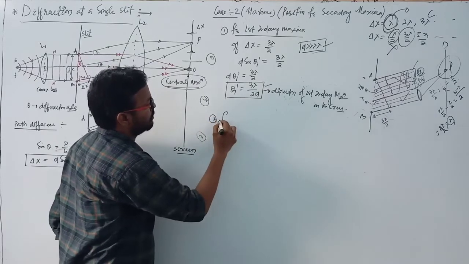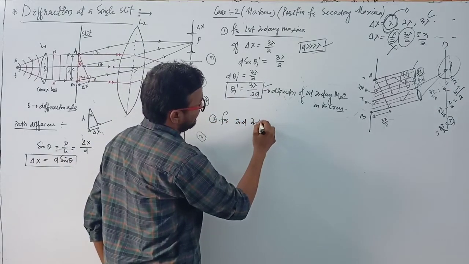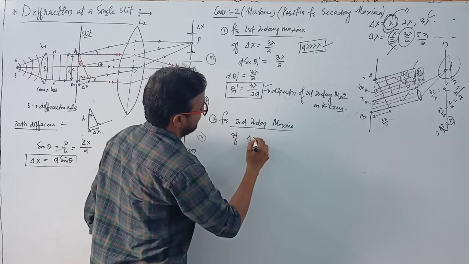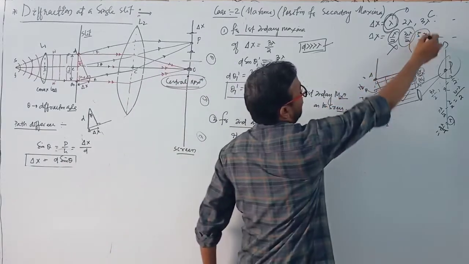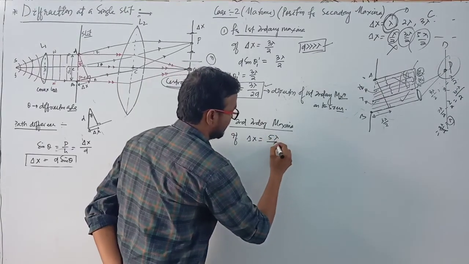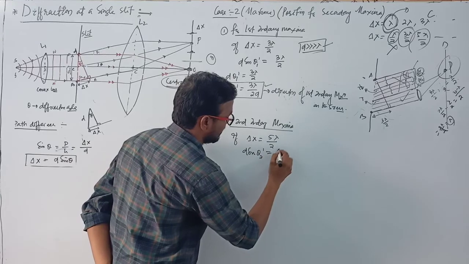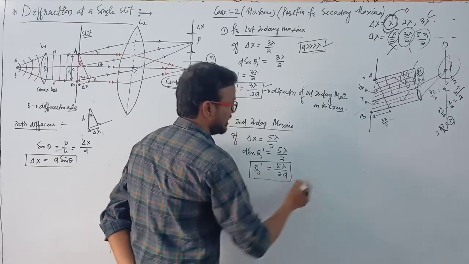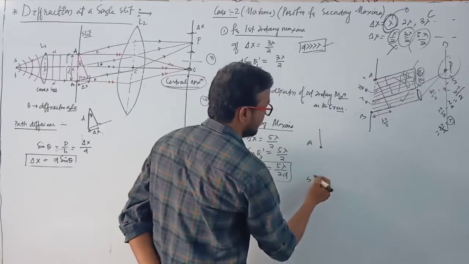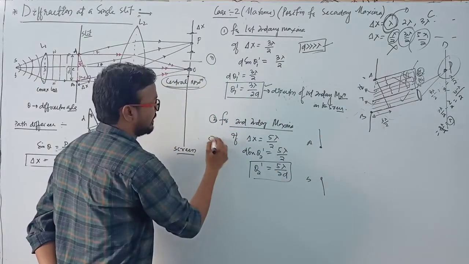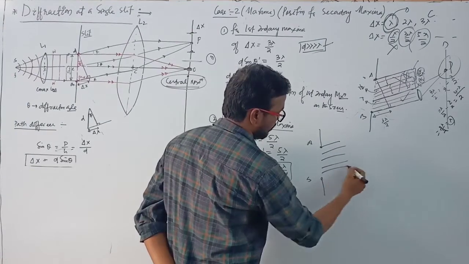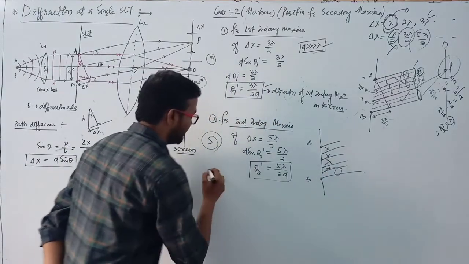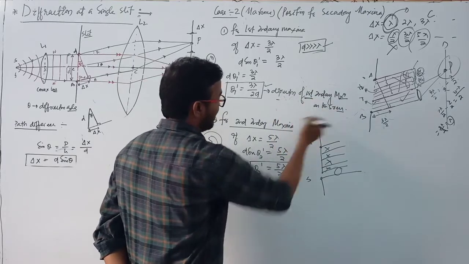Similarly, case number 2 for secondary maxima. Here we get, if delta x equal to 3 lambda by 2 and again 5 lambda by 2, and here d sin theta 2 dash equals 5 lambda by 2, and theta 2 dash equals 5 lambda by 2d, clear? Similarly, now divide this slit A and B here into 3 parts, and now we have to divide it into 5 parts: 1, 2, 3, 4, 5, clear? And for 1, 2, 3, 4, the remaining part is 5, so we get a bright light here in this case. So this is known as the direction of the second secondary maxima.